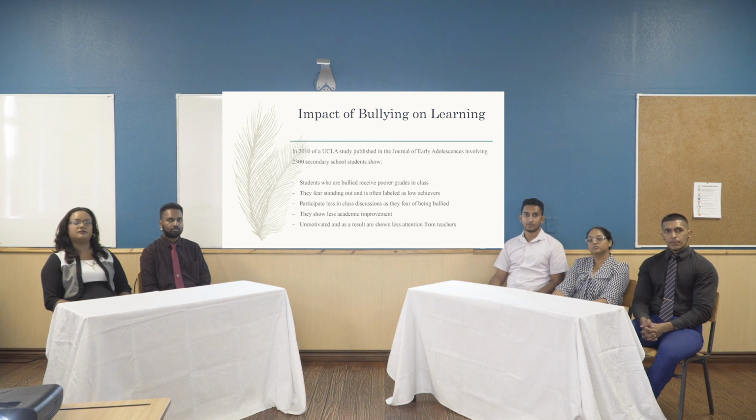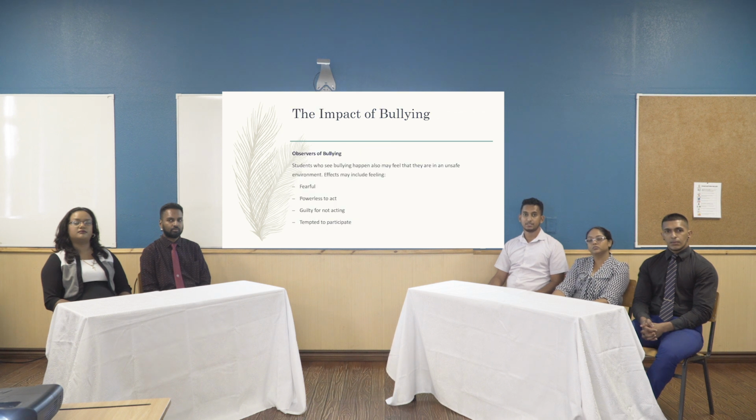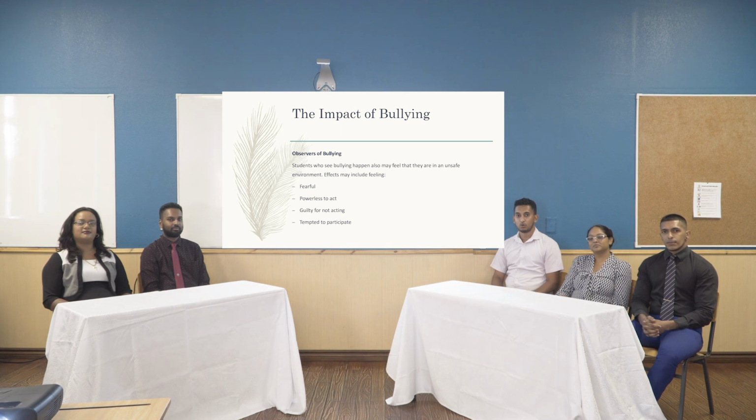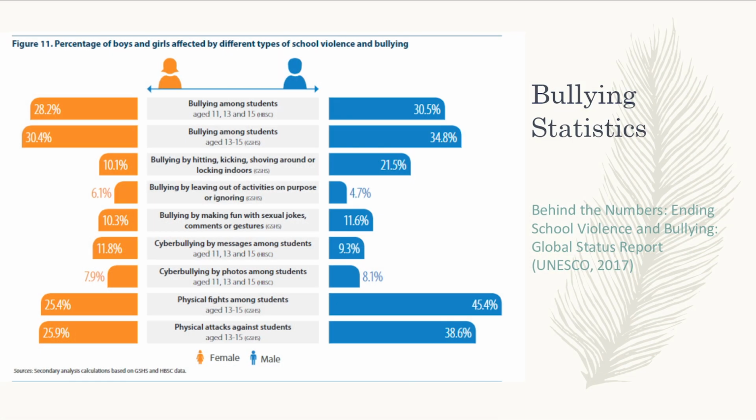Observers of bullying: students who see bullying happen may feel that they are in an unsafe environment. Effects may include a feeling of fear, powerless to act, guilty for not acting, and tempted to participate in the bullying. Let's look at some local, regional, and international statistics of bullying.